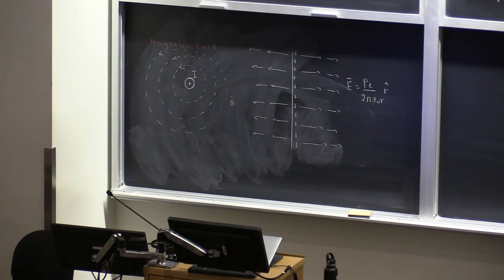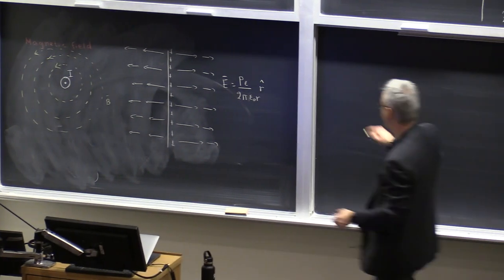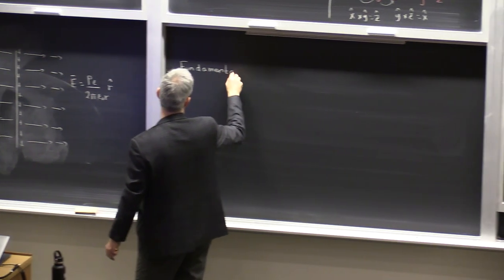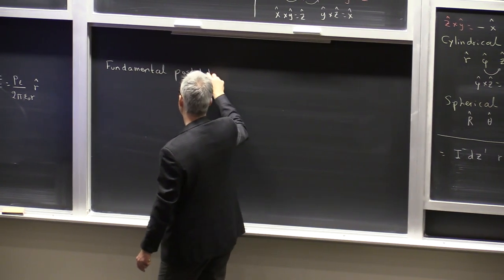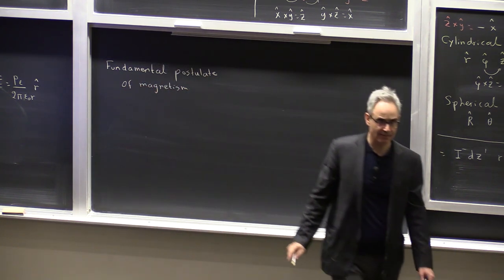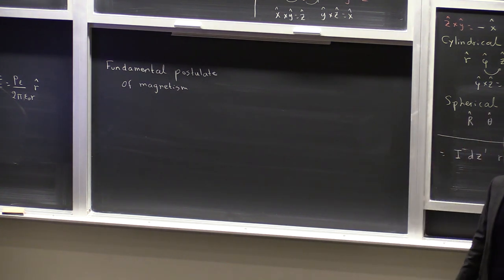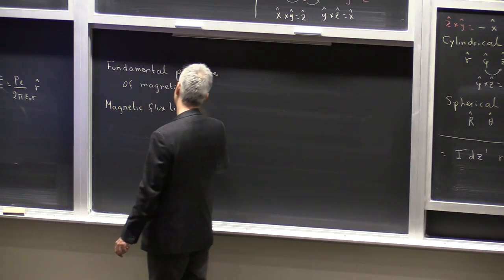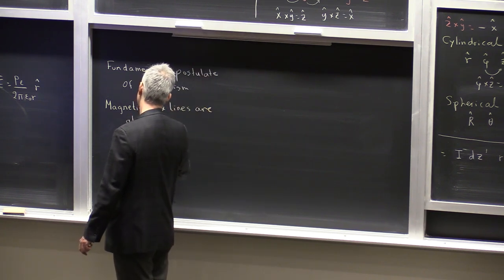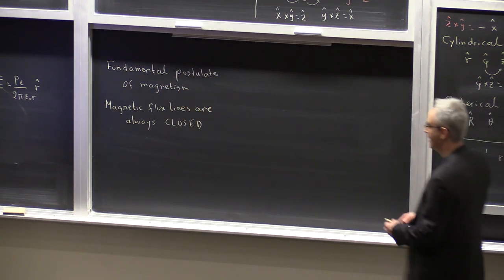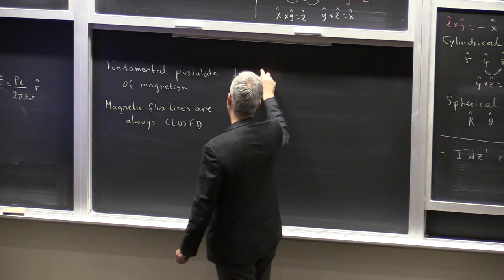So this brings me to a fundamental postulate of magnetism. That what we are observing here is actually not coincidental. The magnetic flux lines are always closed. So the fundamental postulate can be stated as follows: magnetic flux lines are always closed. And it can be stated in terms of Gauss's law for magnetism, a little bit more formally.